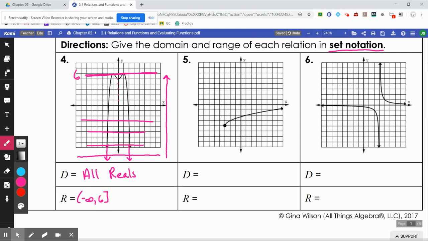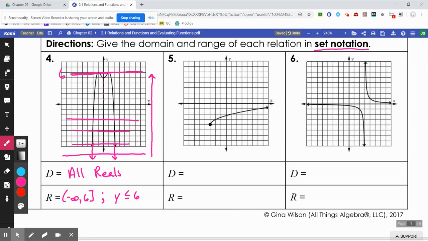So in set notation, I'm not going to write the entire set. I'm just going to say that my y values are always less than or equal to 6. And you could write that as a set of all y's such that y is less than or equal to 6. That would be fine as well.